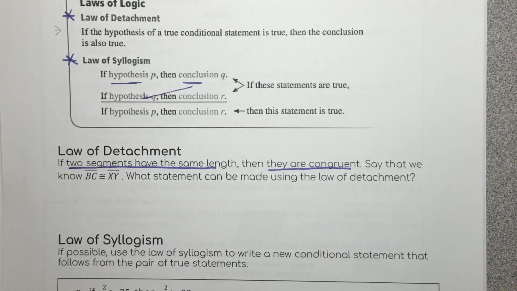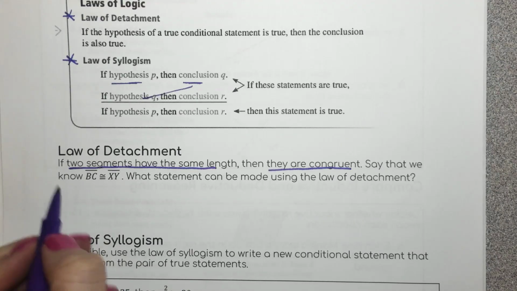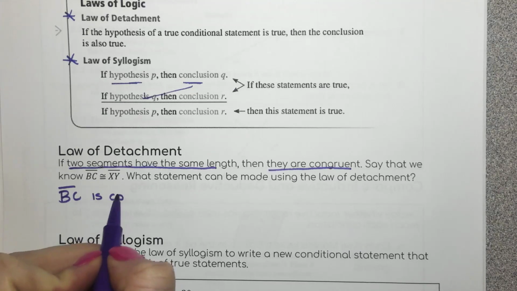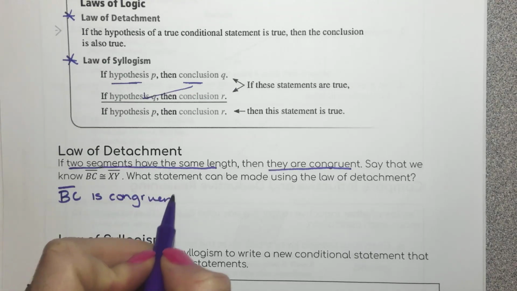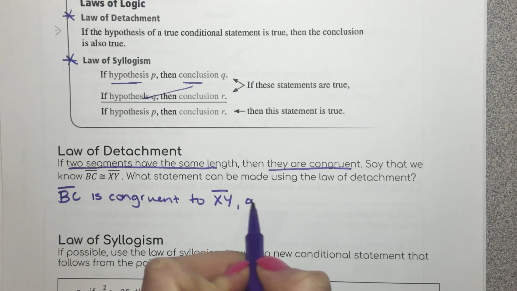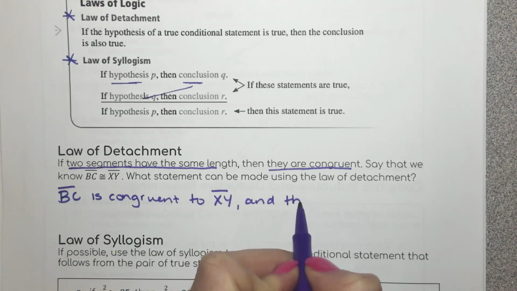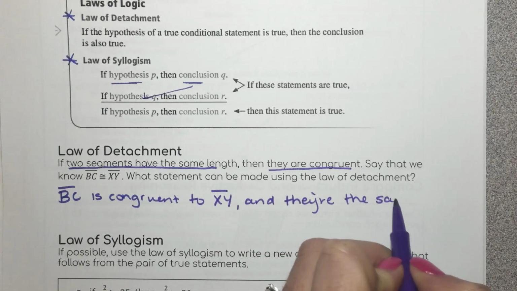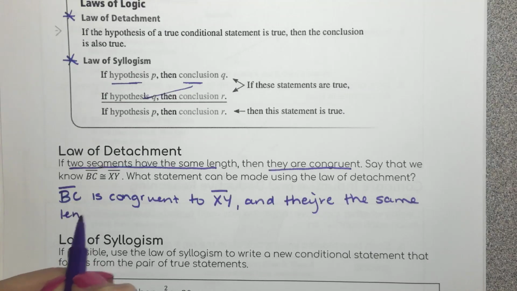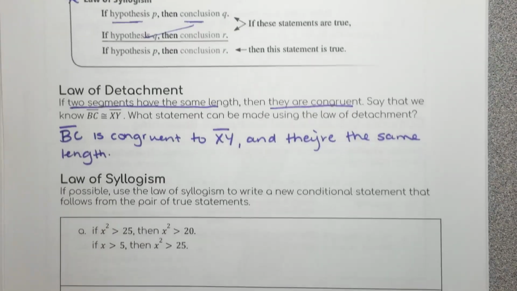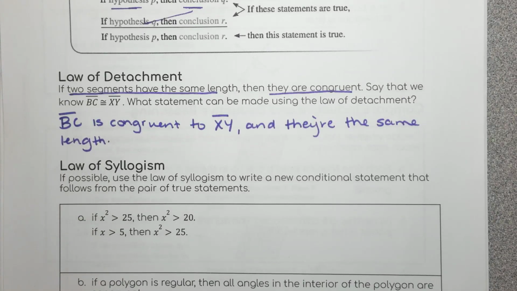All right, so what statement can be made using the law of detachment? We can say that BC is congruent to XY and they're the same length. Good. I agree. So we know both parts of that are true because of the law of detachment.